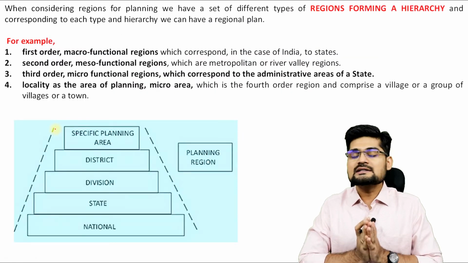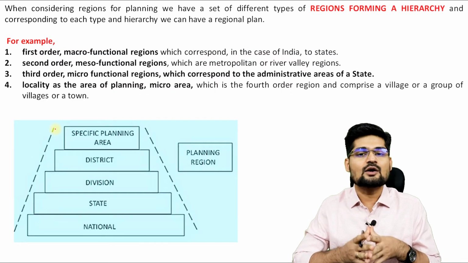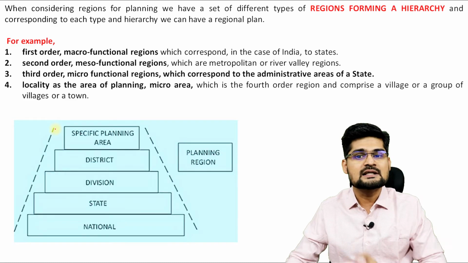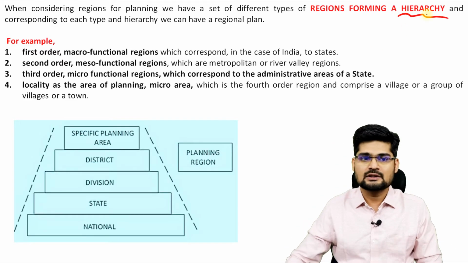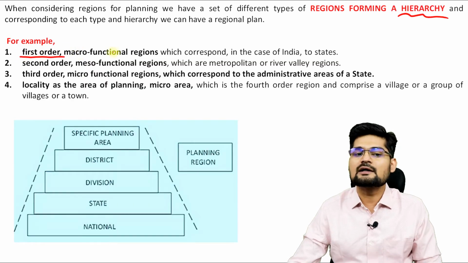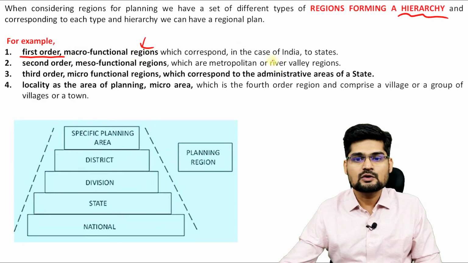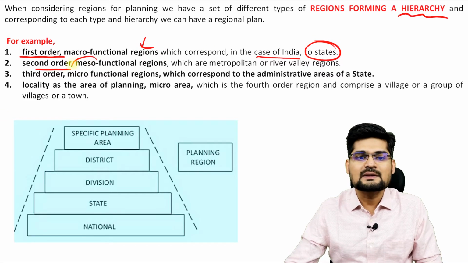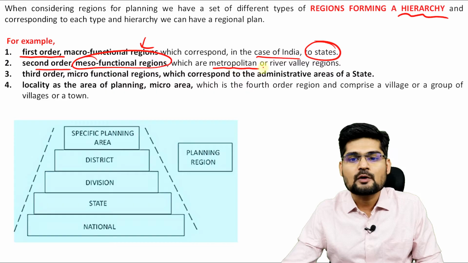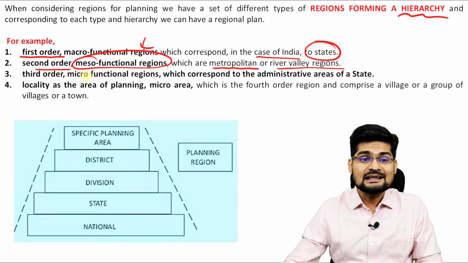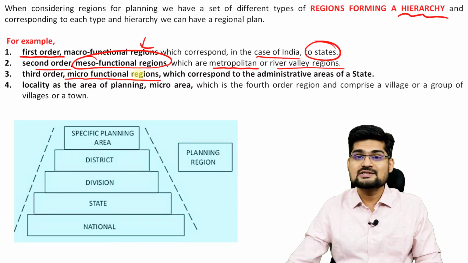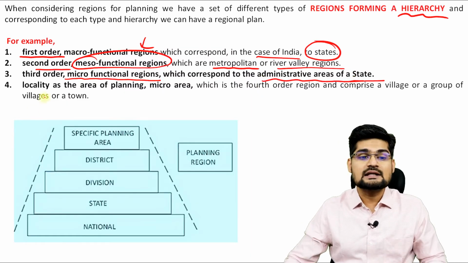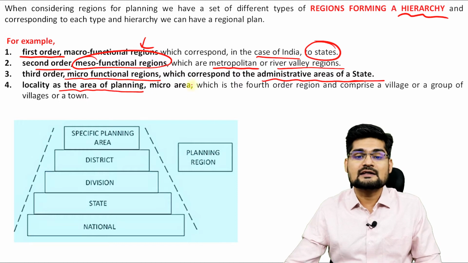So now, what is further in this is again the scale concept, at macro, meso, micro levels. If you observe the hierarchy concept here, for example, first order macro functional regions correspond, in the case of India, to states. Then second order meso-functional regions are metropolitan or river valley regions. Third order is micro-functional region, which corresponds to administrative areas of the state. And the fourth one is the locality of area planning, that is micro area.